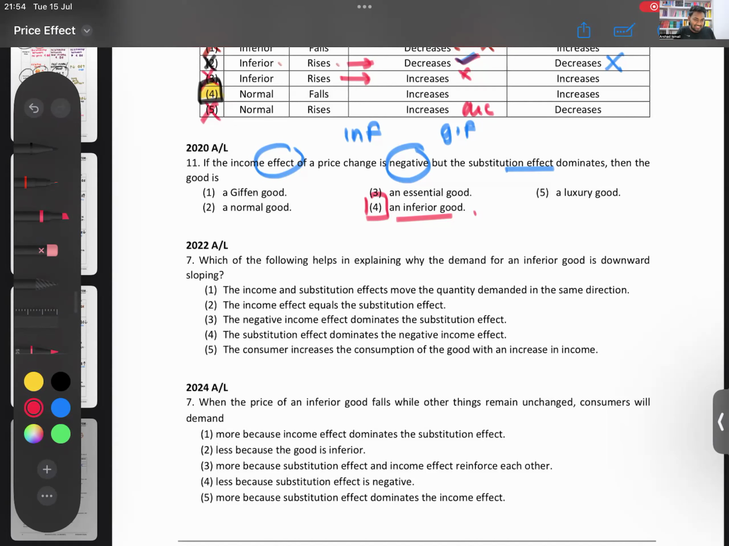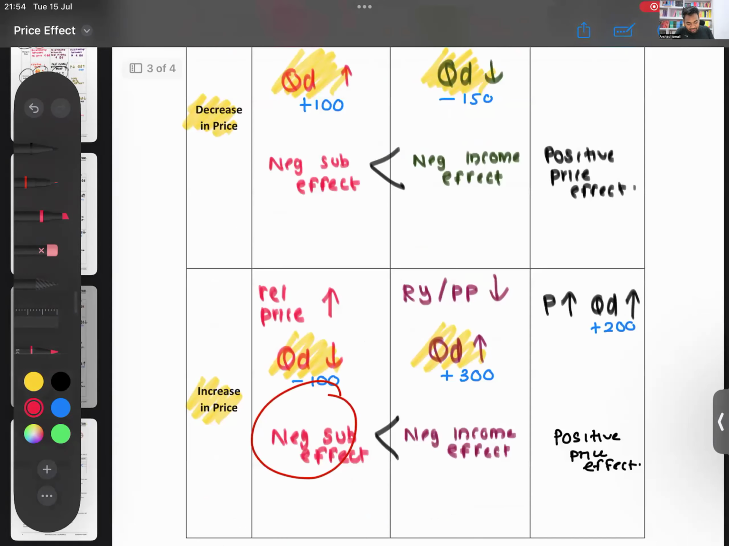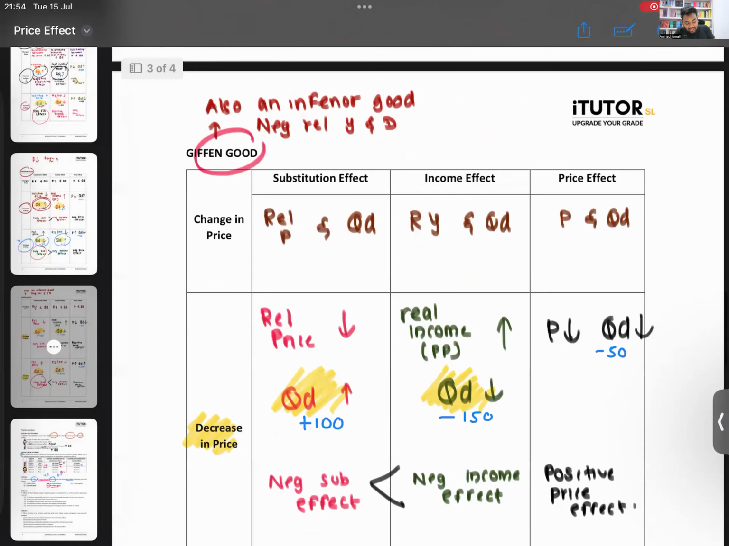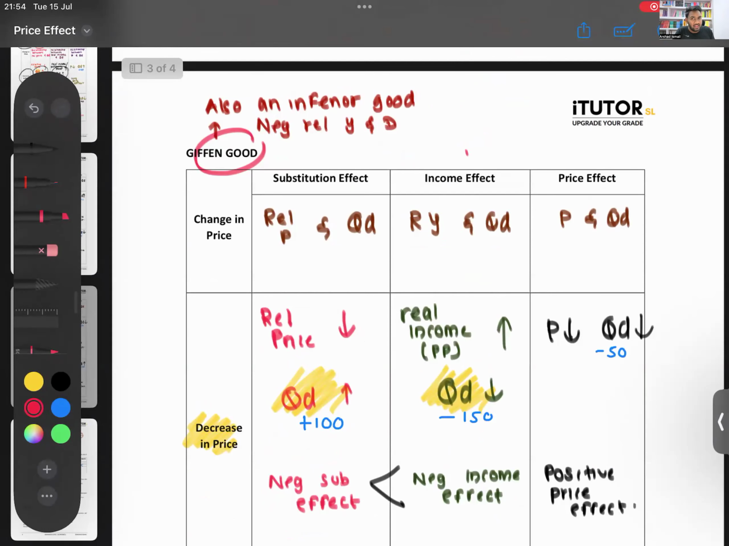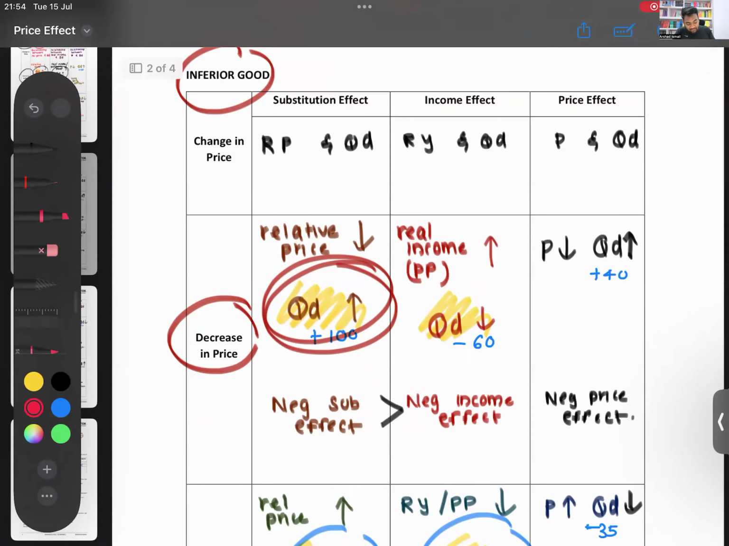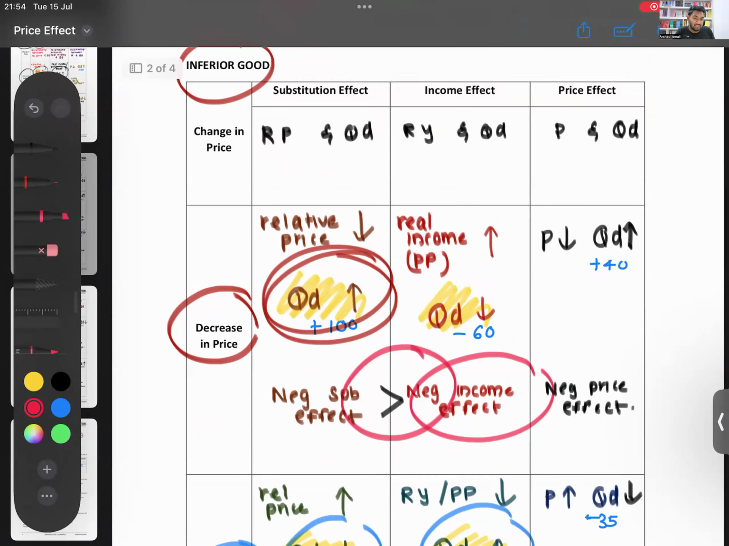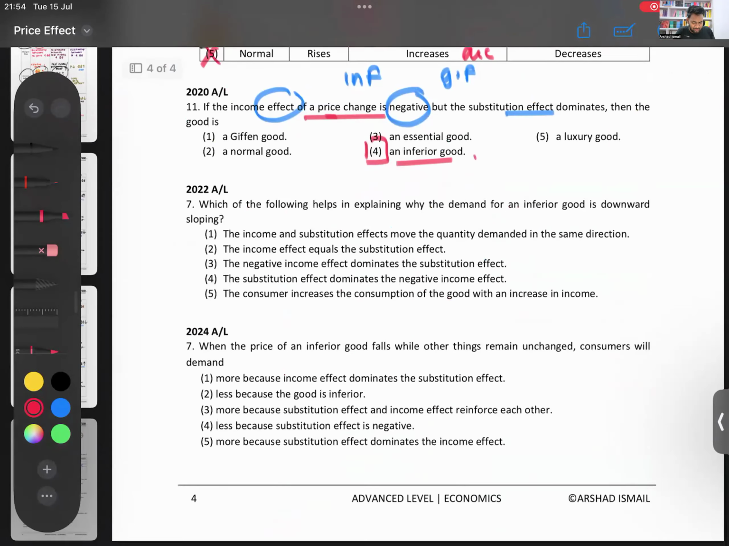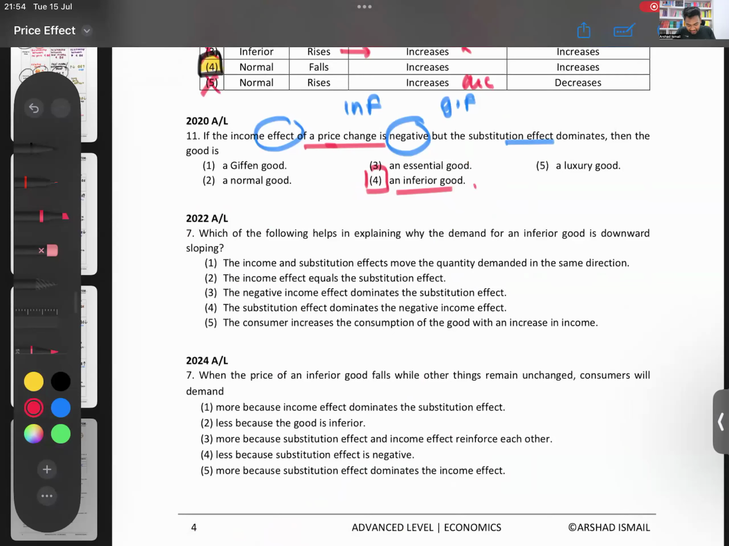So again, it's the easy one, right? So this is saying substitution income effect is negative. So where do you have negative income effects now? Negative income effect, either in a normal good, income effect is negative. For an inferior good also, income effect is negative. Income effect is negative and substitution effect is more powerful. That is for inferior good. That's how you get that. That's a very easy one, 2020. Okay, then going to 2022.